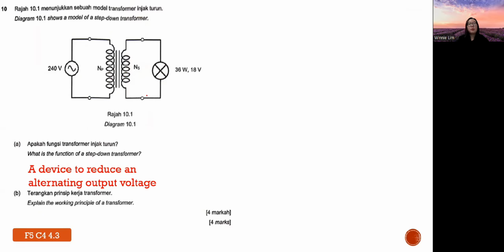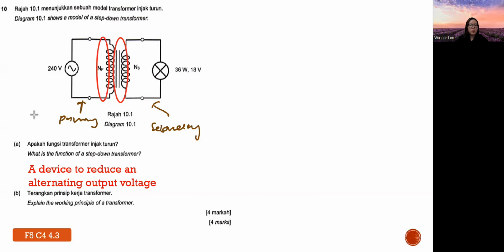Now, how is the working principle of a transformer? Let me give you some idea first. Generally, when we supply current, what happens to this part? This is the primary, and this part is called the secondary. In the primary, when we supply current, it will automatically produce a magnetic field.